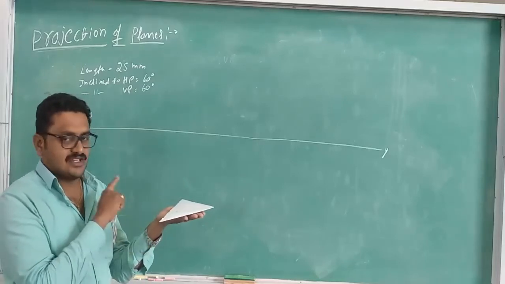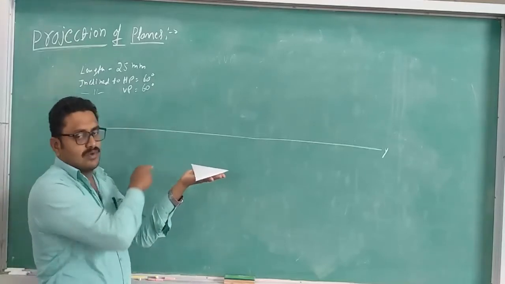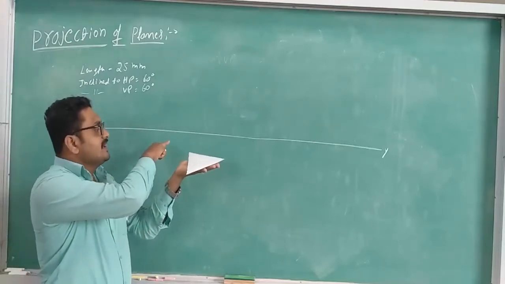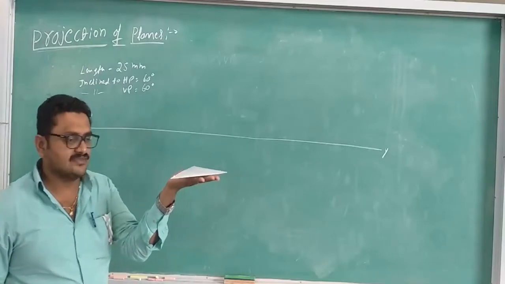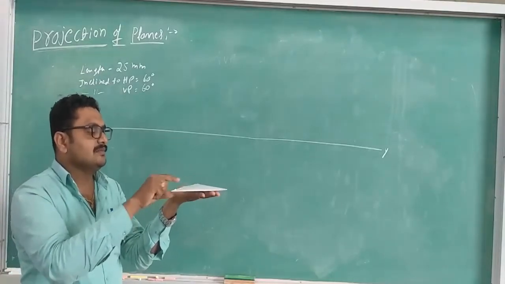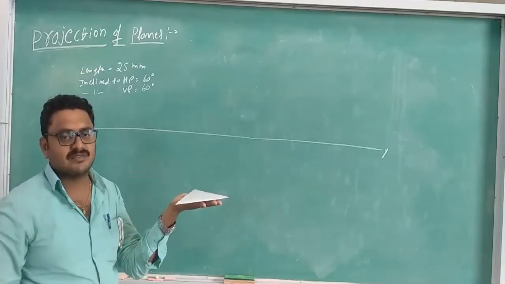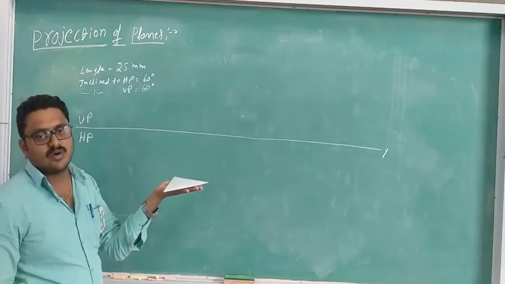How to keep this edge or side? The side should be kept perpendicular to the vertical plane. That means it will be perpendicular to the XY line. Like this we need to keep it. When we keep it, this plane will become parallel to the horizontal plane. The actual dimensions will be retained, and we can draw the top view easily.